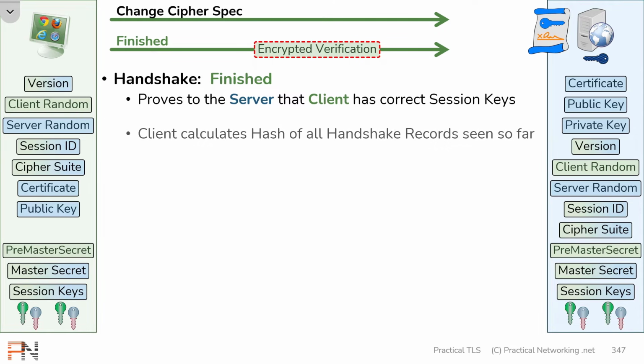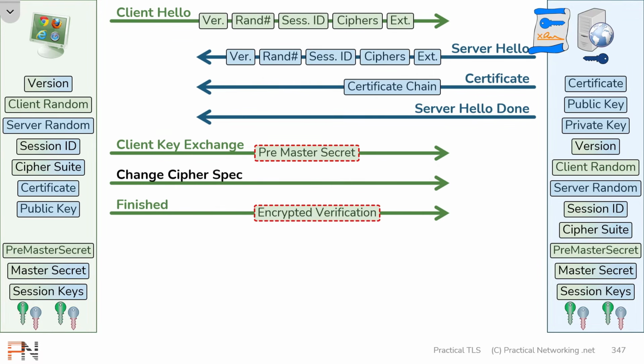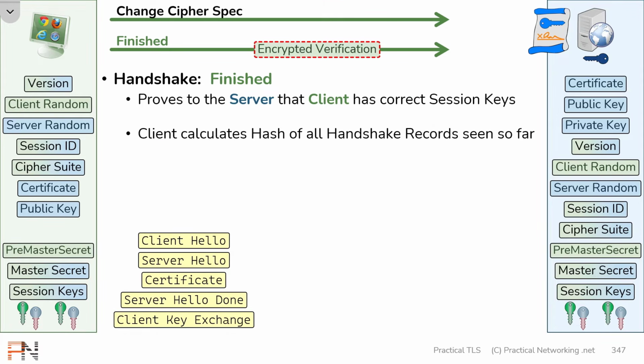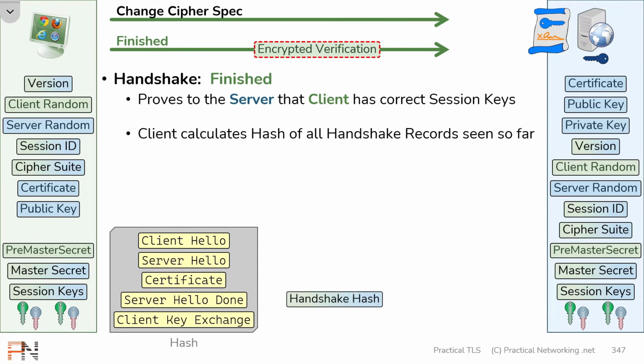The client is going to calculate a hash of all the handshake records that have been seen so far. So if we pull back down our handshake, at this point in the negotiation, there have been 5 handshake records that have been sent so far. The client hello, the server hello, the certificate, the server hello done, and the client key exchange. So all the content of all 5 of those handshake records will be hashed together, and that's going to create what I'm going to call a handshake hash.